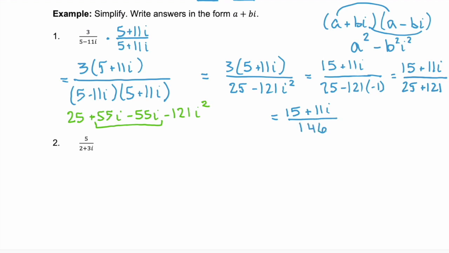Still not done, because we need the format a plus bi. So we need to break that numerator up and have 2 separate fractions. So we have our real number, 15 over 146, plus our imaginary component, 11 over 146i. Let's look at another example.